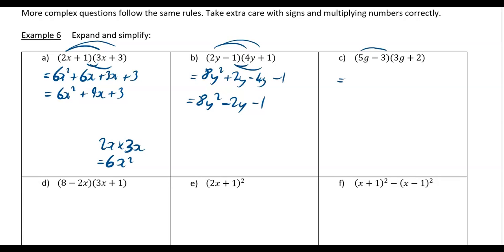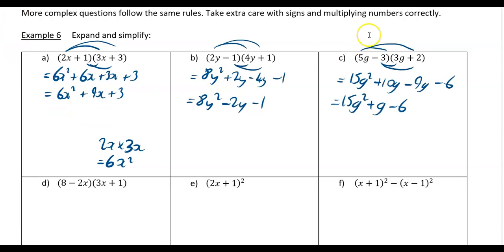Okay, for part C, same idea. I'm just going to do this one out for you very quickly, and then we'll get on to the last two. I'll do C out and D out, and then I'll show you the solutions for E and F, which are a wee bit more complicated. Okay, so you can see I've just multiplied out C for us to show you. It's just going to be 15g squared plus 10g minus 9g minus 6, which tidies up to be 15g squared plus g minus 6.